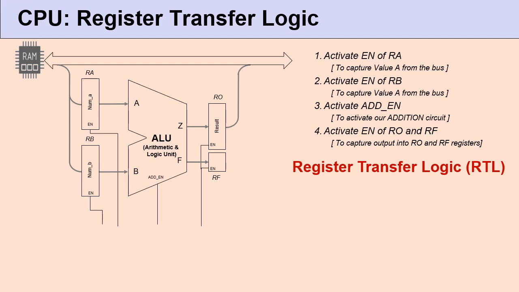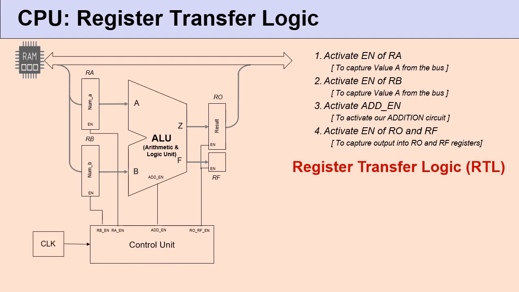We also see that the execution of the RTL will require a carefully timed set of control signals to be sent to different components of the CPU. These timed signals are generated by a separate component in the CPU called the control unit. The control unit works based on a special input signal called the clock signal.